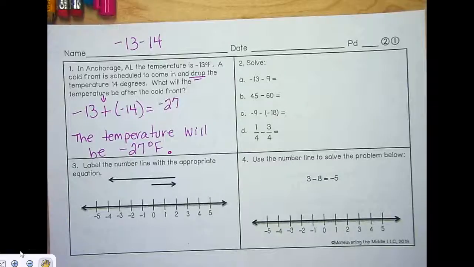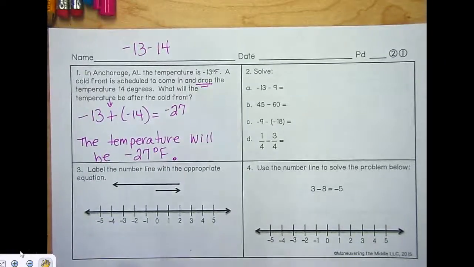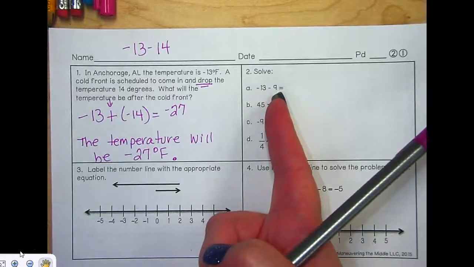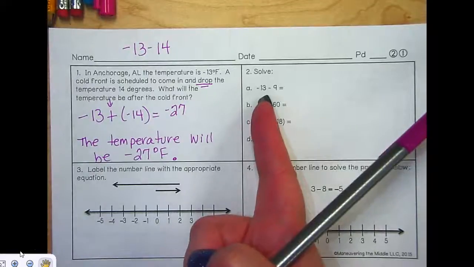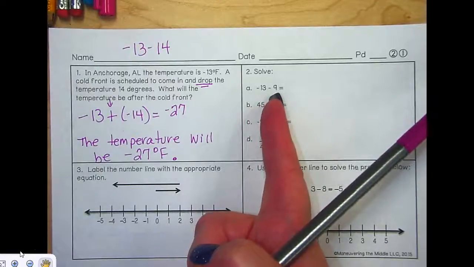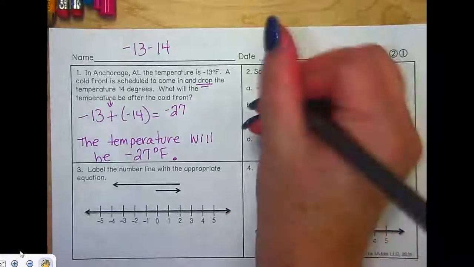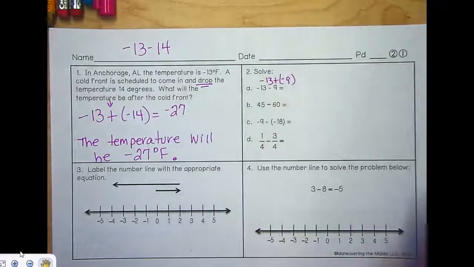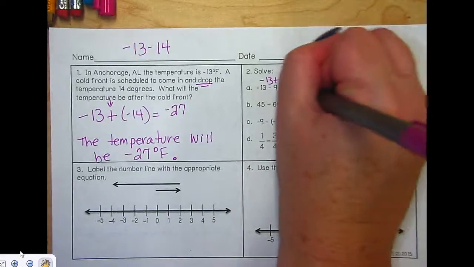All right, 2A through D. These are all subtraction problems. So you can either solve them like a subtraction problem or you can rewrite them. So A is negative 13 and then minus 9. So you'll go 9 in the negative direction, or negative 13 plus negative 9. And so what is the answer to negative 13 plus negative 9? Raise your hand if you know. Autumn? Negative 22.